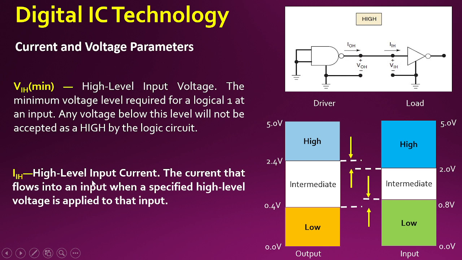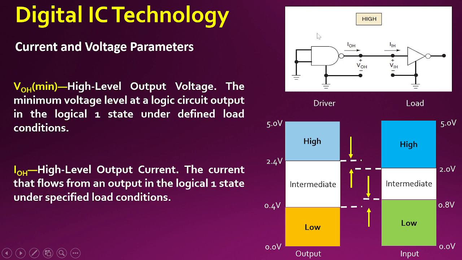It is the high level input current, the current that flows into an input when a specified high level voltage is applied to that particular input. Now similarly, if we talk about the output of the NAND gate here, then VOH is the output voltage when the logic is high. H means high logic, and again we are having a minimum.